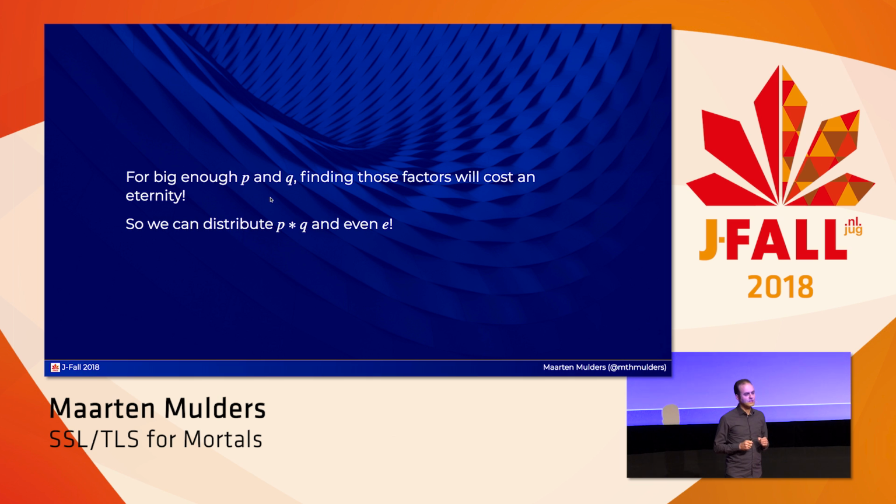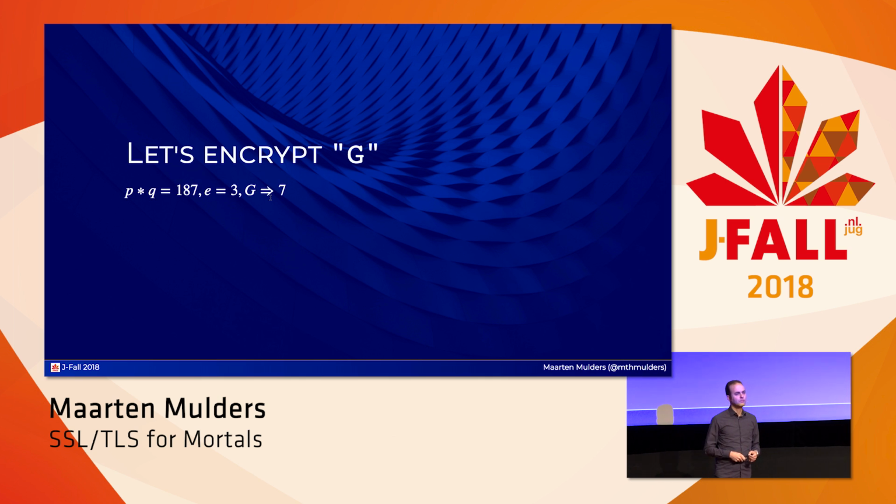and we do not distribute them, but we do distribute their product. And we also distribute the random number. This is the public key. The private key are the individual values of P and Q, and I'm keeping those to myself. And that brings us to the application. How can we actually use these mathematical tricks to encrypt and decrypt stuff?